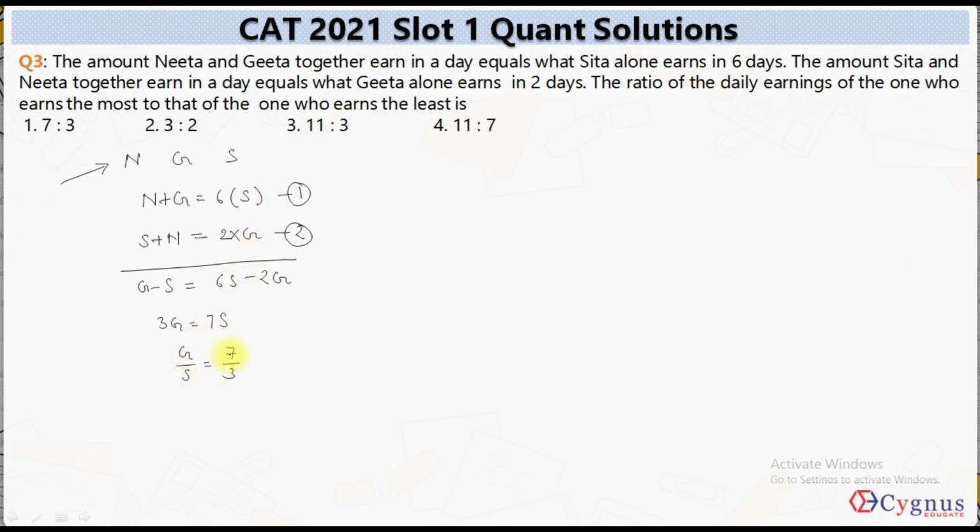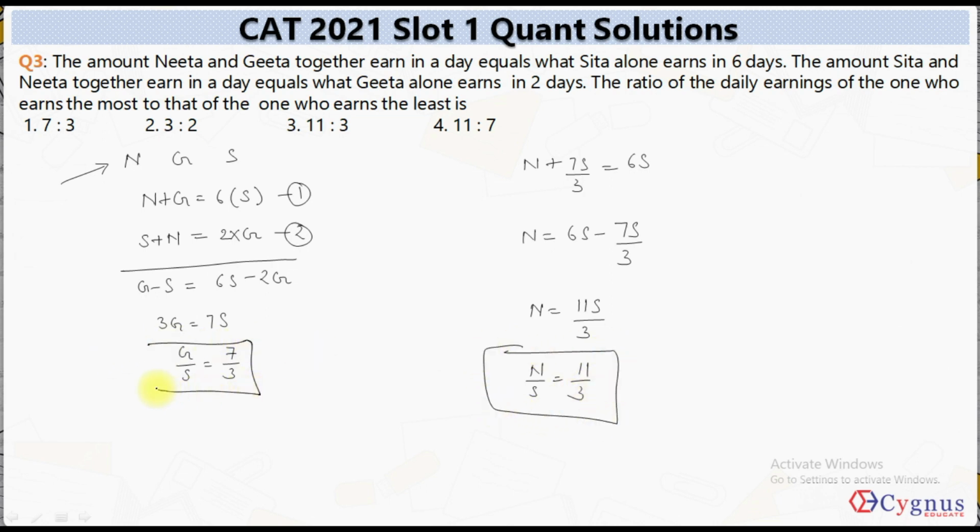I know that g by s is 7 by 3, or this g can be replaced by what? 7s by 3. So in equation number 1, I'll replace this g by 7s by 3. So n is equal to 6s minus 7s by 3. So I'll get n equal to 6 into 3 is 18, 18 minus 7 is 11. So I'll get 11s by 3. Or n by s becomes how much? 11 by 3.